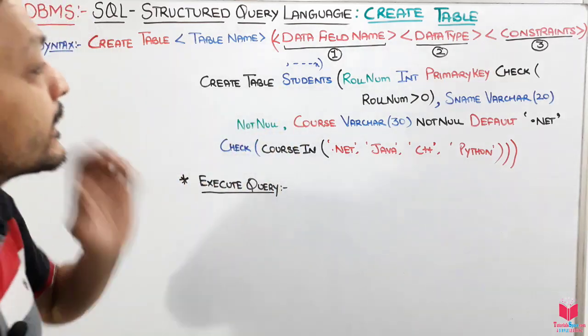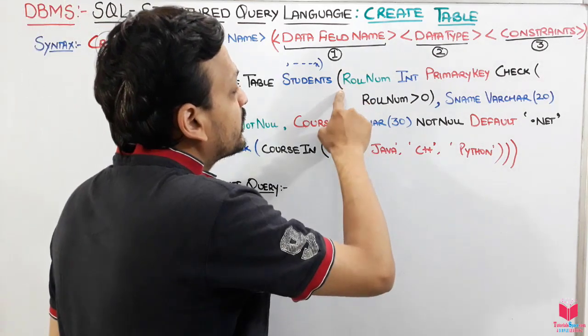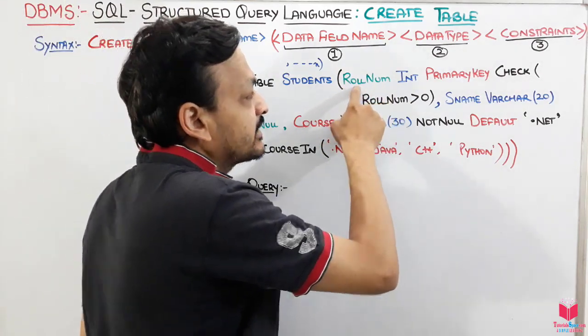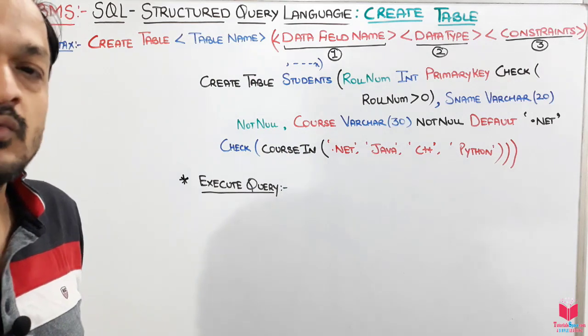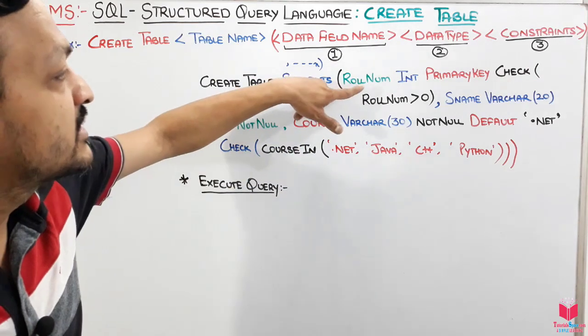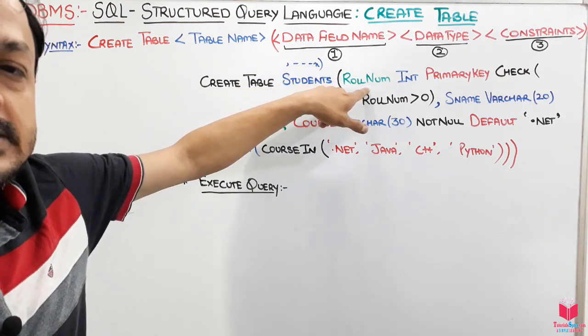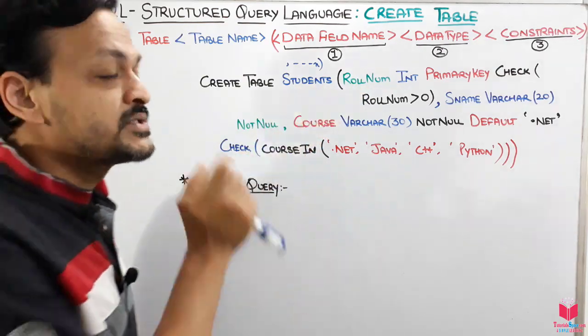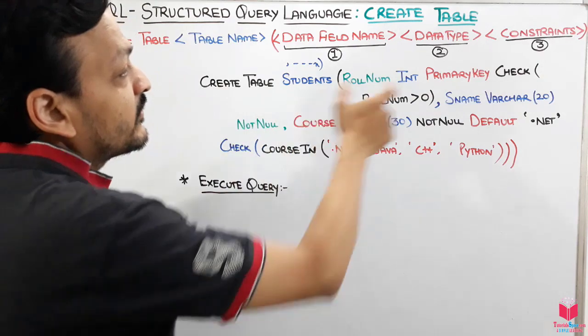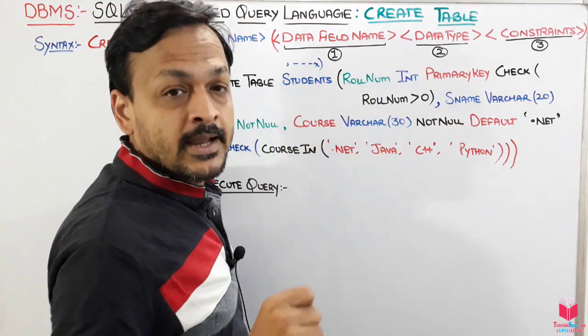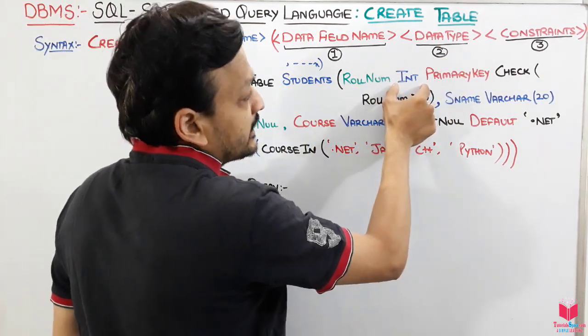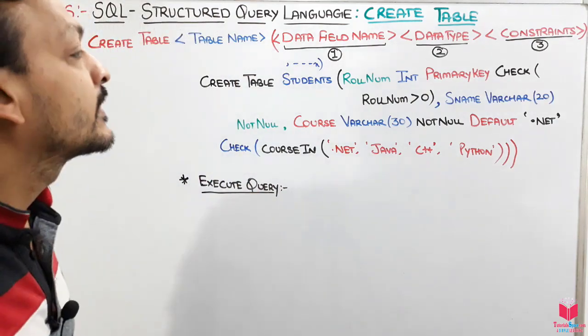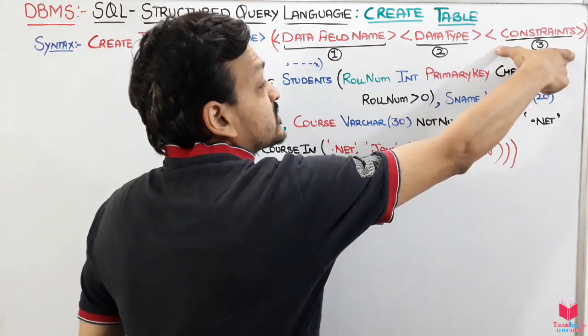Okay, clear? Then after that, open this bracket and we have to write the first field name which we want to use. This is the roll number field name, that is the attribute of that table, and the table name is students. Now after that, what do we have to write? The data type. So the data type is int, integer.